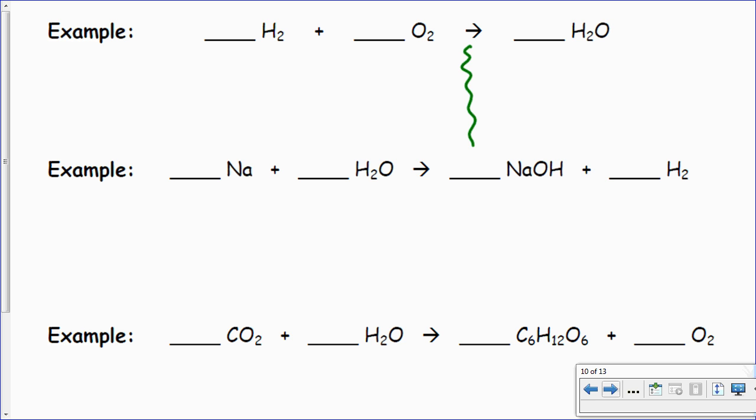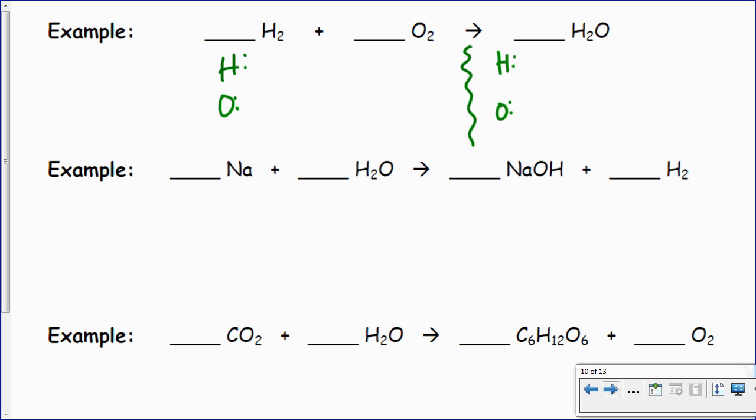So the first thing I do is I count the atoms of each type on each side of the equation. I like to keep them in order so that I don't get mixed up. So I look on the left side and I see that the H2 has a subscript of 2 and a coefficient of 1.